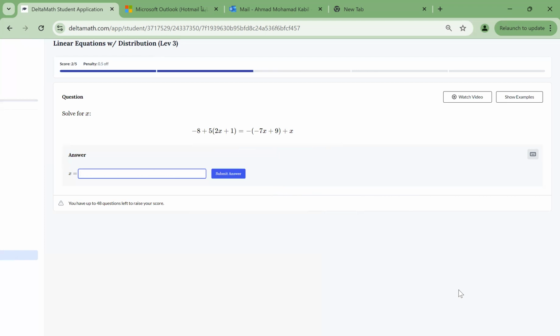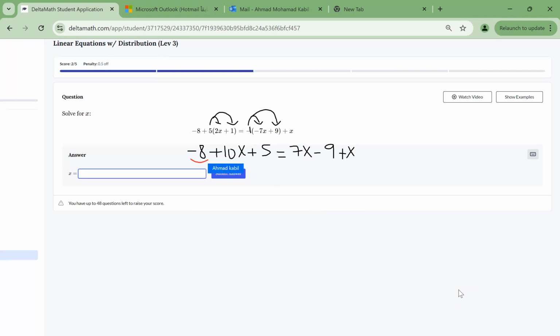For this problem here, we will start by writing down the negative 8 as it is. And then we will distribute the 5 onto the bracket. So we get 10x plus 5 equals. The negative sign here is distributed as well. It's as if it's negative 1, like we said before. Negative 1 times negative 7x is positive 7x minus 9. And then we have plus x.